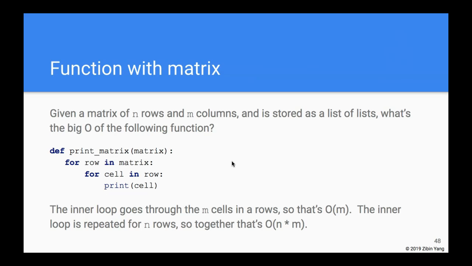Okay, so this is how we go about reasoning about the big O of functions with multiple inputs.